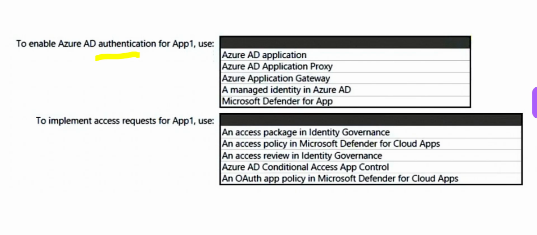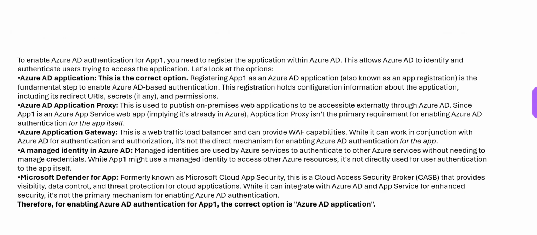See, what is this asking? The first step is: people, please give me access. I want to first register for this access. So what will he do? There will be an AD application. He will go there and ask for access. That is the first basic step. Forget about managed identity, Defender for App, etc. There is an Azure AD application. This guy will go there, register, and say I want access. Simple.